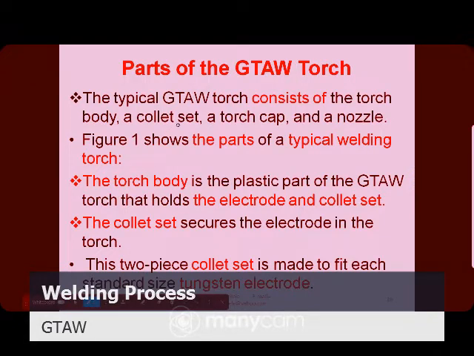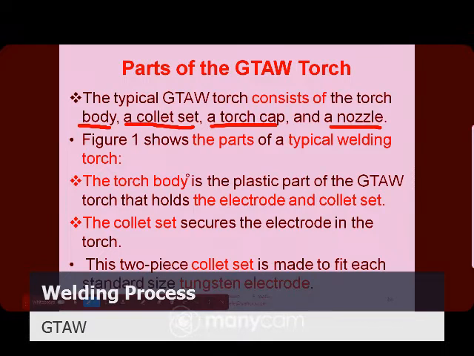As you see here, there is the torch body. This is used as the insulator and also as the handle. There is also the collet set, which has two parts, the collet body and the collet, so we call it simply a collet set. And there is the torch cap, inserted on the back of the torch to allow gripping or securing of the electrode. And there is a part we call the nozzle.